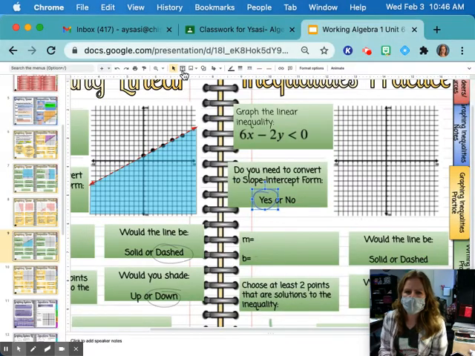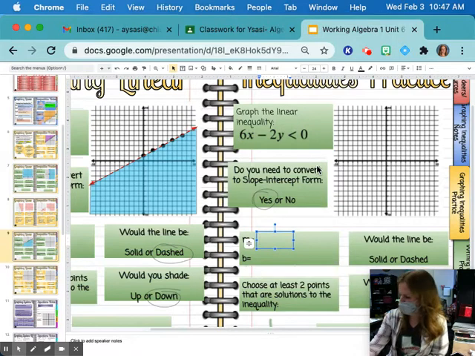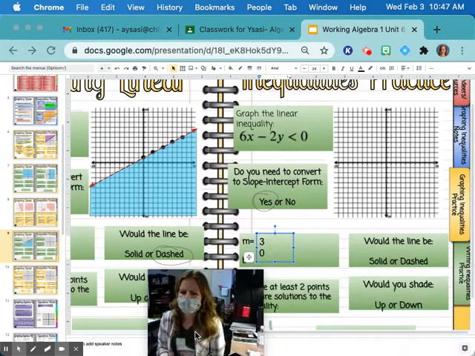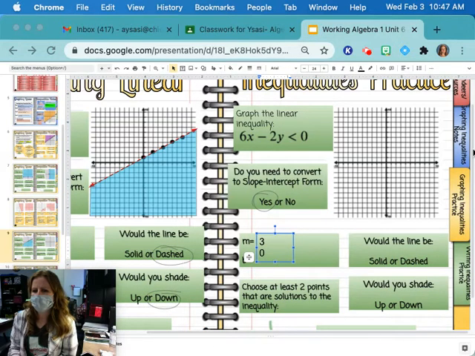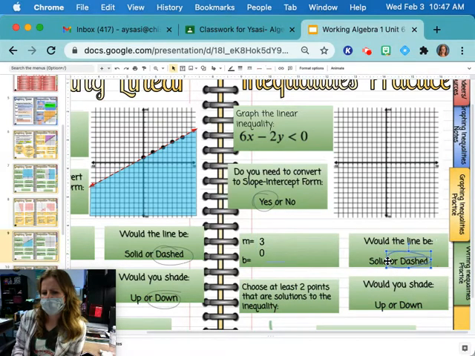So let's go ahead and type what our M and our B are. So our M is 3. And our B, we don't have one, so it's actually 0. Okay, so solid or dash? Dash. And then shade up or down, we already said above, so we're going to shade up.